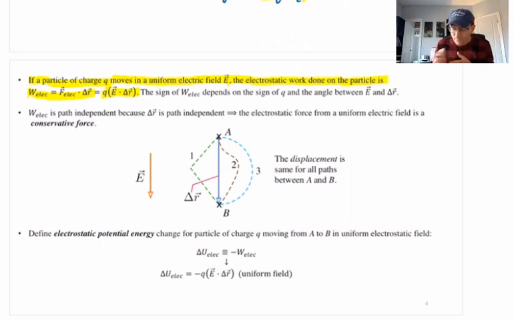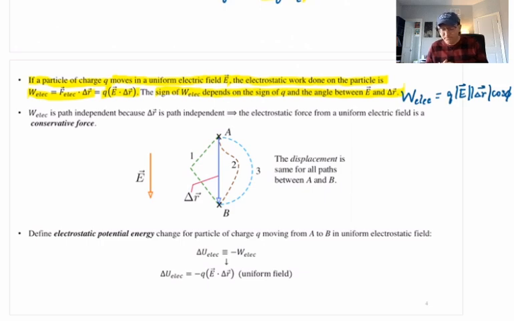And the sign of that W electric, that work, depends on two things: the sign of the charge Q and the angle between E and delta R. Because that formula for W electric, if I expand it out, would be Q times magnitude E times magnitude delta R times the cosine of what I'll call phi, which is the angle between the E and the delta R.